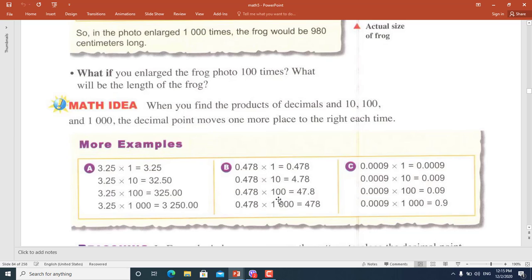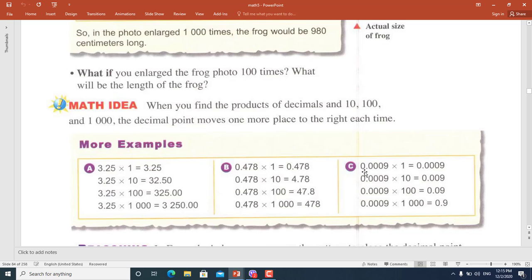And also there we have 0.478 times 100, it has two zeros. So this decimal point we move two places. 1, 2. It is between 7 and 8. We get 47.8. And from there also we have 1000. So that means we move three places. 1, 2, 3. So the zero at the end we can leave out.